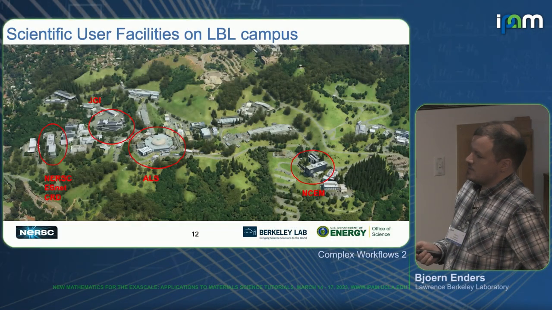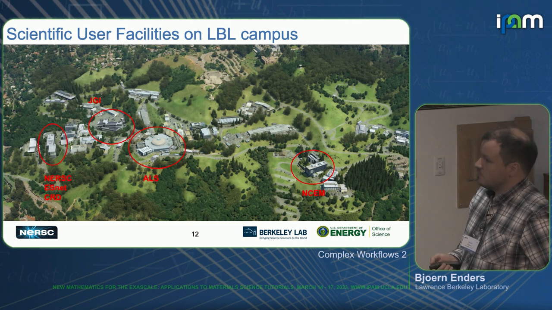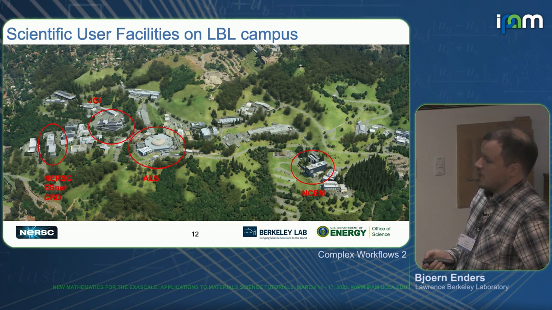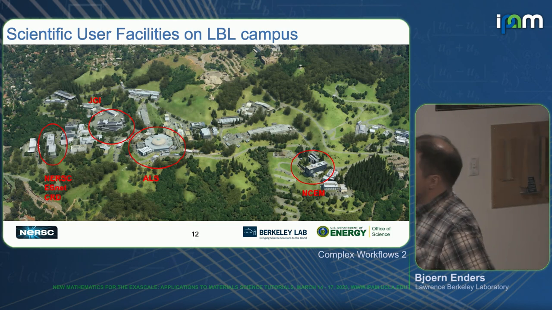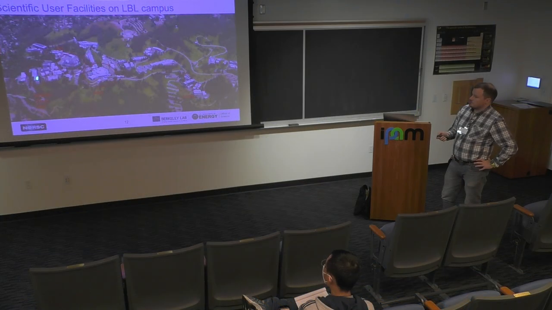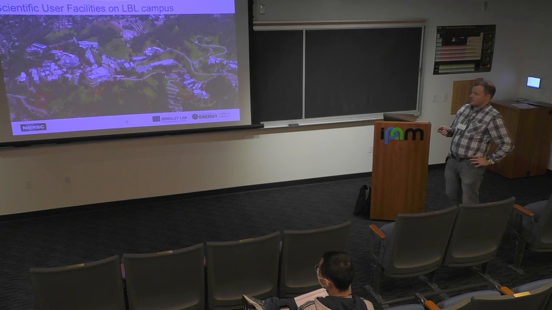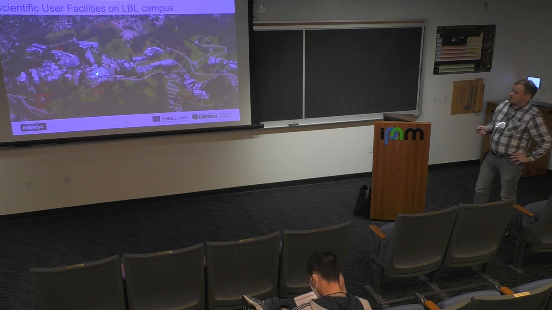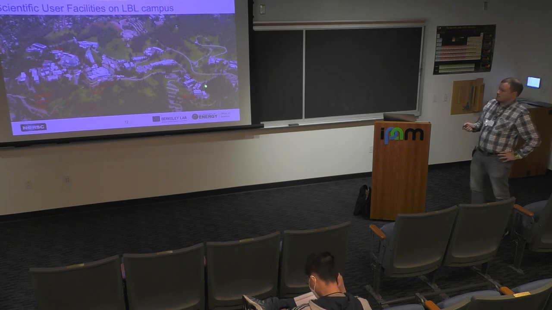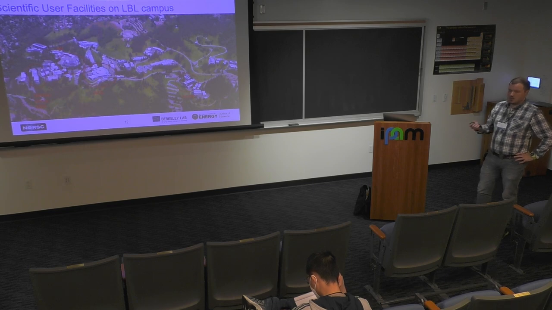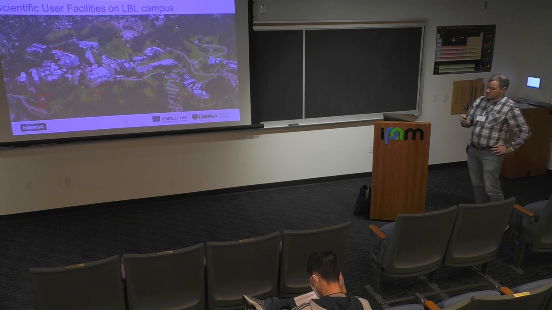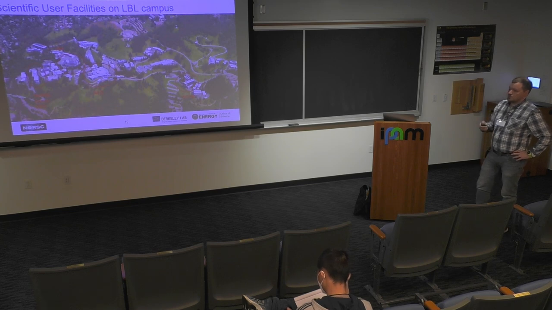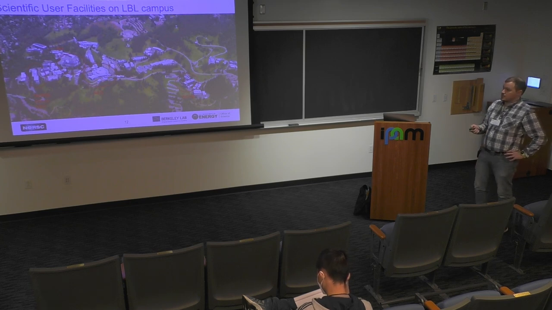LBL is blessed with having a whole lot of scientific user facilities on campus. This is an aerial view, and here is building 59. We host NERSC in 59, and also ESnet, the Energy Sciences Network. Then there's the JGI right next to it, the ALS, the Advanced Light Source synchrotron, and the National Center for Electron Microscopy, which is part of the Molecular Foundry. These are all user facilities, and they all have huge needs for compute in analyzing the data.